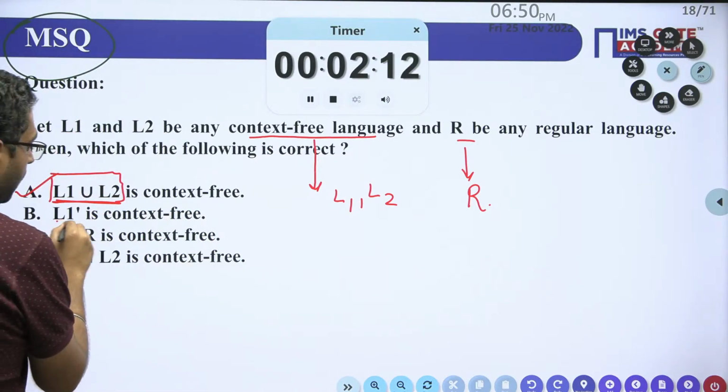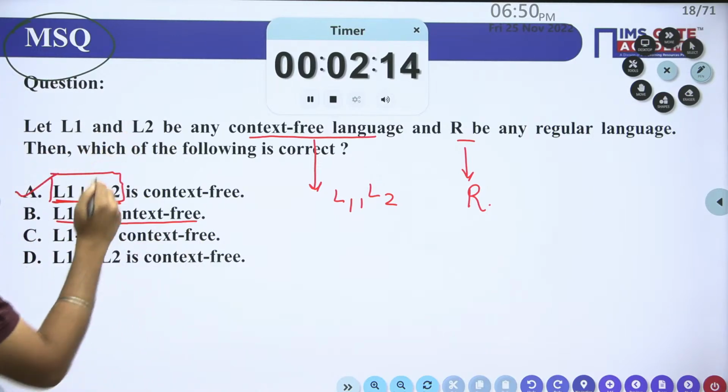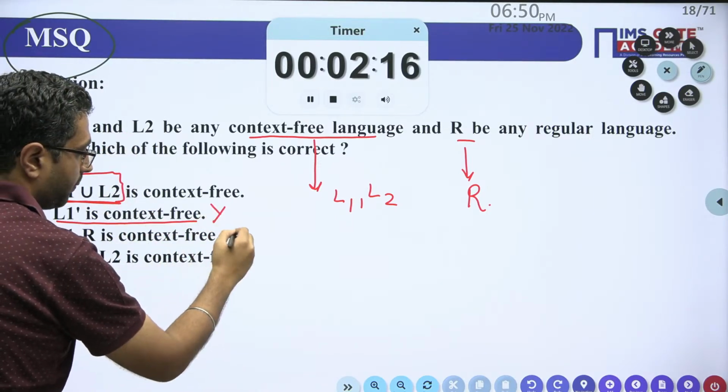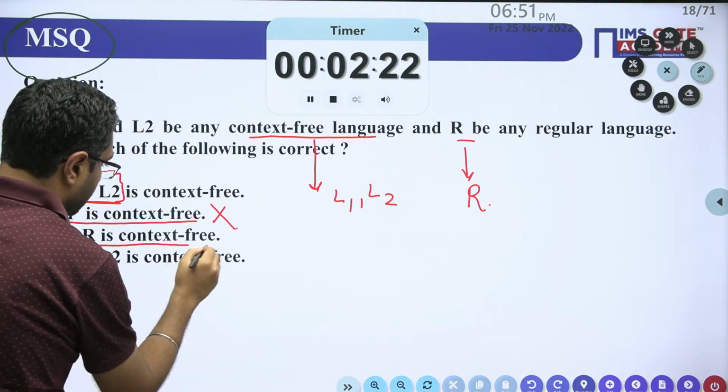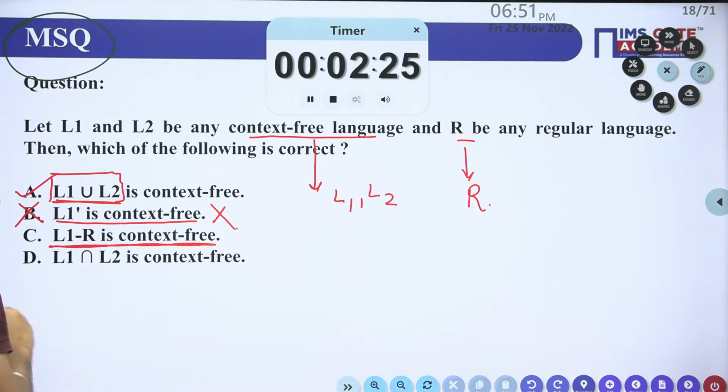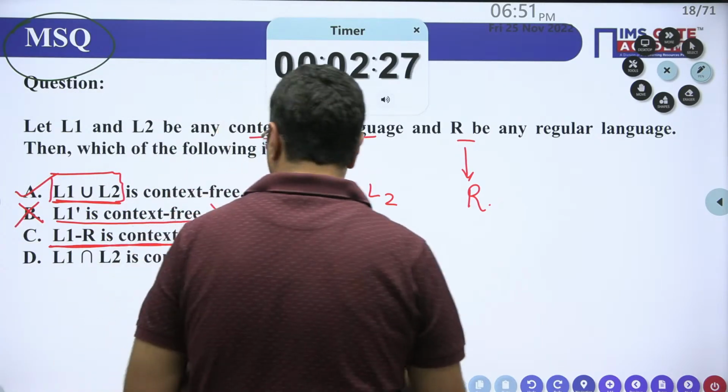Now, L1 complement is context-free. L1 is a context-free language. They are not closed under complement. So therefore B cannot be the answer. Now, L1 minus R is a context-free language. So this is the next option.